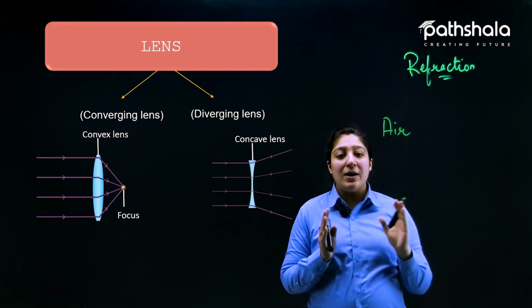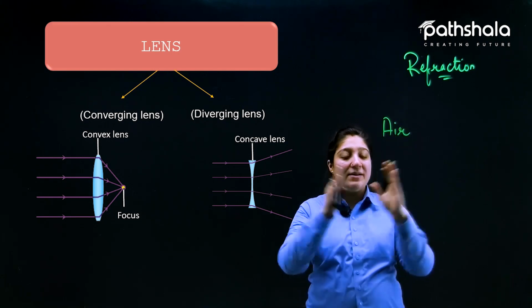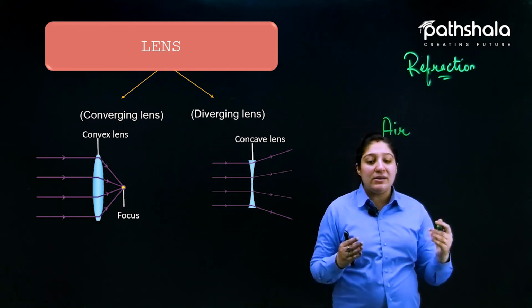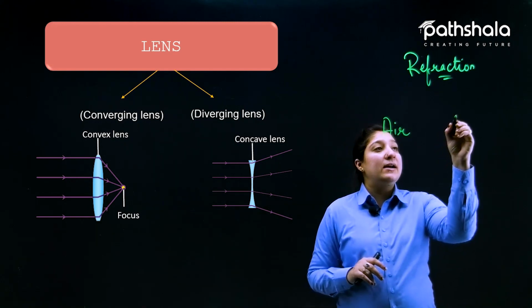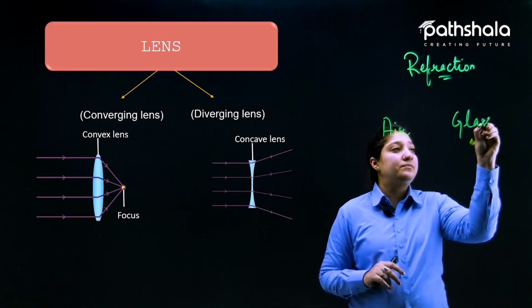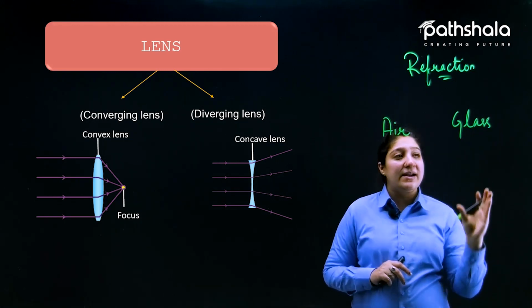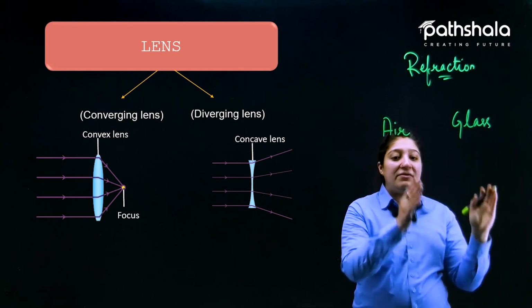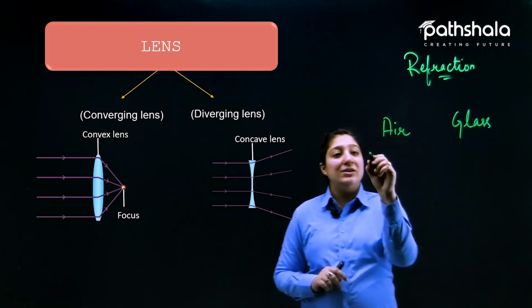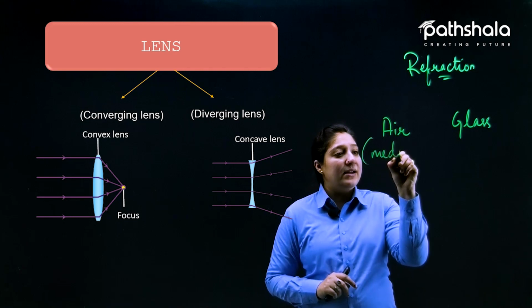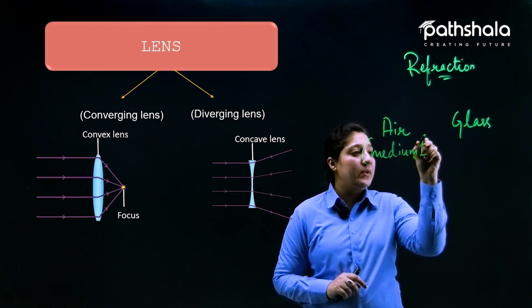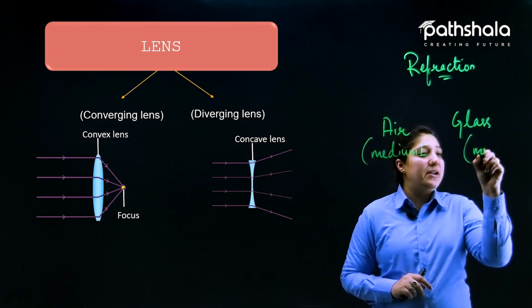In air, how are the particles present? They are present loosely. We can clearly see. Now let's take the other medium as glass, right? In glass, the particles are arranged very closely, and because of that we are able to see glass. Now this is medium 1, that is our air, and glass is medium 2.